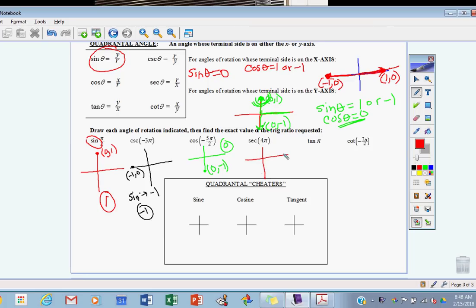All right, so here we go, 4 pi. I know that all even pi's are right over here. Again, these are all called quadrantals, so that's at the ordered pair 1, 0. Okay, well, secant. Well, that's the reciprocal of which one? Cosine. Cosine is 1. The reciprocal would be just 1. Cool, keep it going. Tangent of pi. Well, pi is right here. So -1, 0.